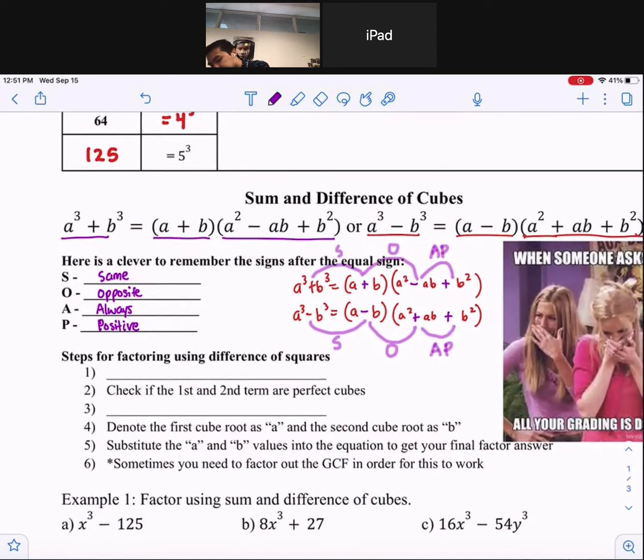Now for step one, make sure you have two terms. Then step 2, check that the first and second terms are perfect cubes. And step 3, take the cube root of both terms. Oh, sorry, this should say cubes. Difference of cubes.